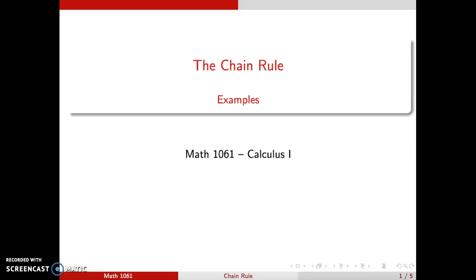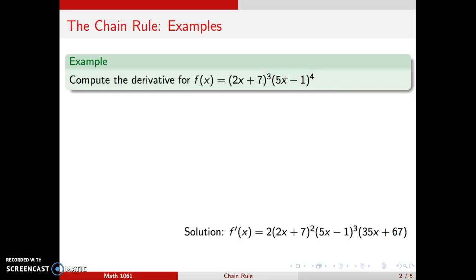Got some examples that we're following up with on the chain rule. So, we talked about this before, had an introduction, talked about the formula, looked at a couple examples, and now we'll go a little bit more in depth, work some of these examples out. So let's see what we got.